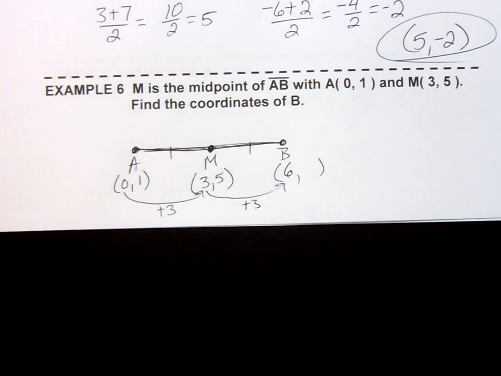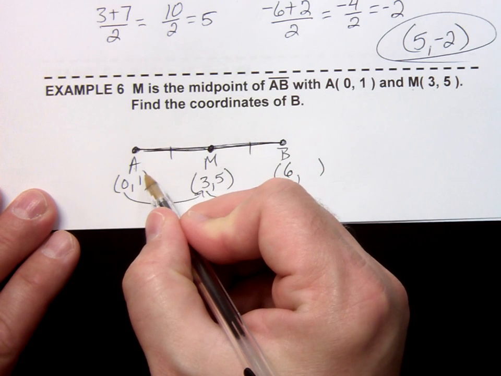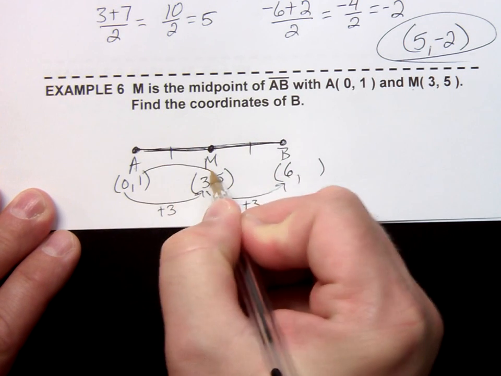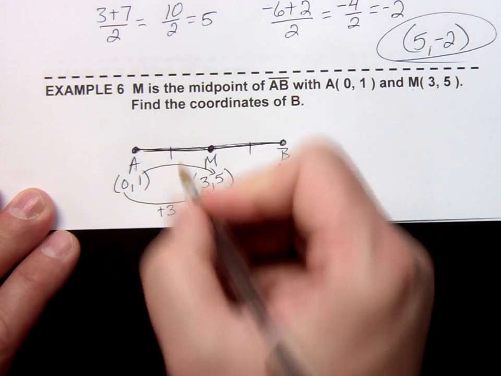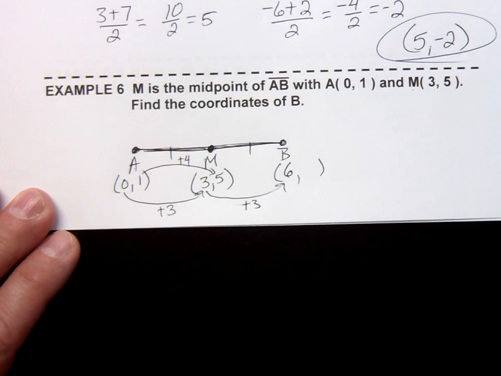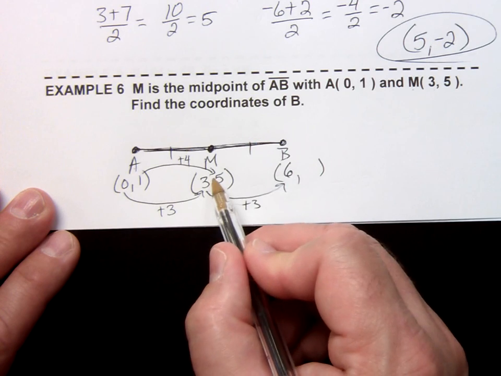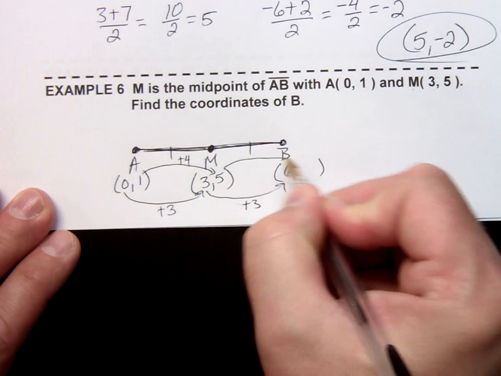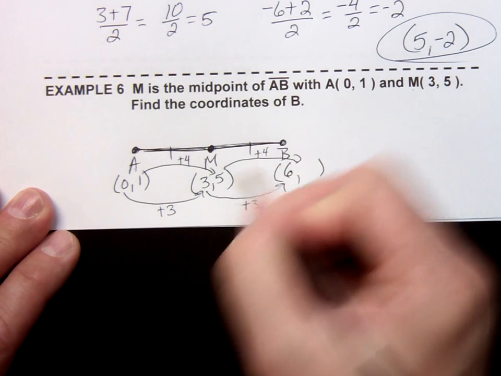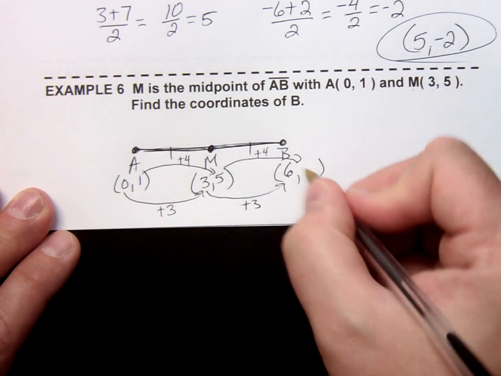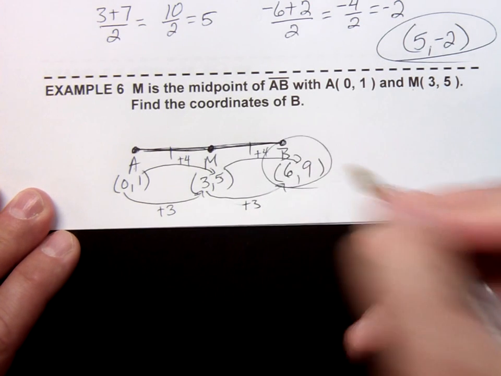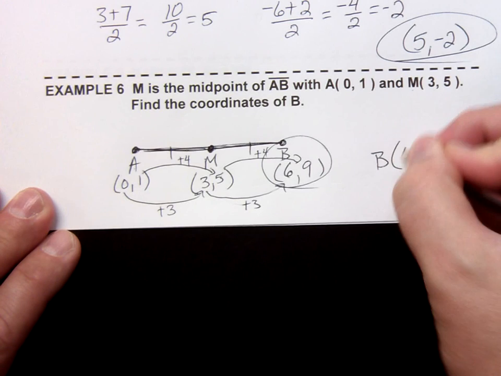So for y, from 1 to 5, that's an increase of 4. So if it goes up by 4 from here to here, it should go up by 4 from here to here. So I'm just going to increase it 4 more. So I'm going to take 5 plus 4, which is 9. And I know the coordinates of B are 6, 9.